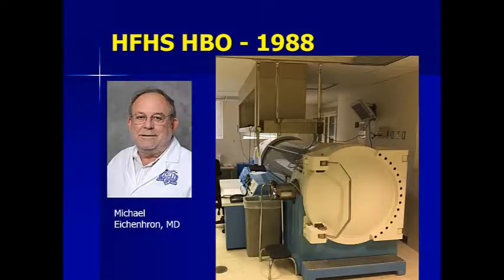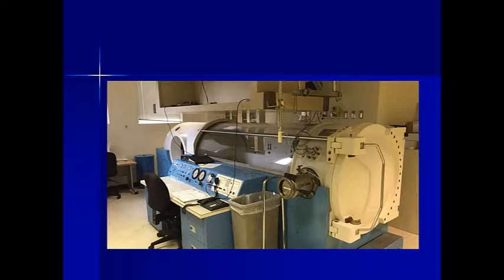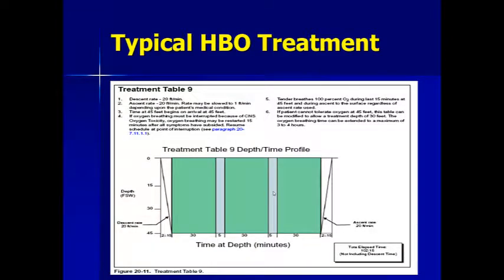Dr. Eichenhorn founded the chamber in '88. He's been running it pretty much ever since. And this is our chamber here. It's located in the respiratory department, right next to them, in the basement of the F building. Right now we only have 1 chair, so we're doing just single treatments at a time, so it's basically like a big monoplace. Our usual treatments are what's called treatment table 9. We press the patients to about 45 feet. You have 30-minute oxygen periods separated by 5-minute intervals, so total time is about 100 minutes.